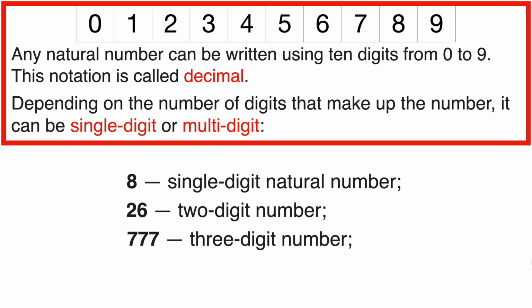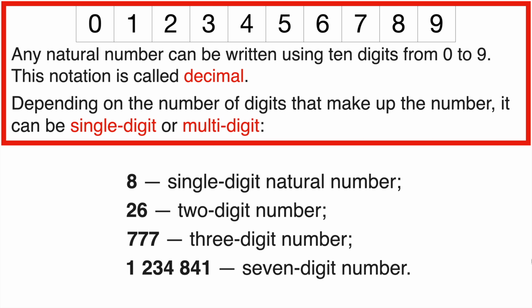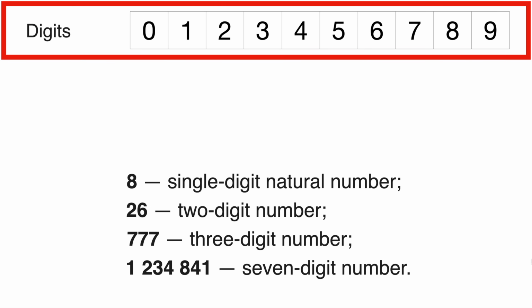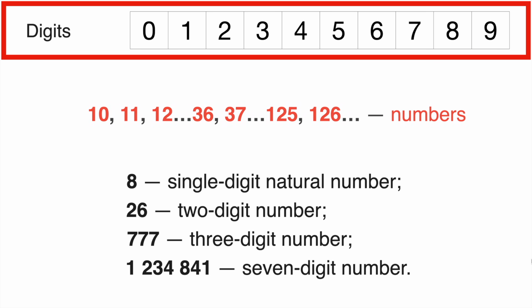777 is a 3-digit number, and 1,234,841 is a 7-digit number. It's very important to note that there are only 10 digits with which numbers are written. It means that 26, 777 or 1,234,841 would be wrong to call digits, but 8 can be called both a number and a digit.